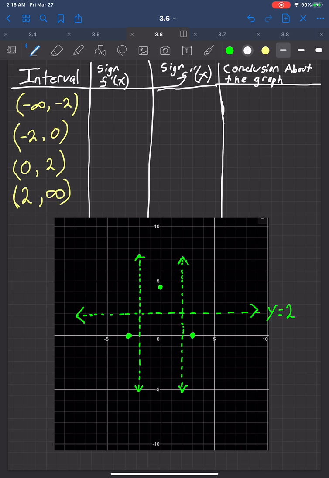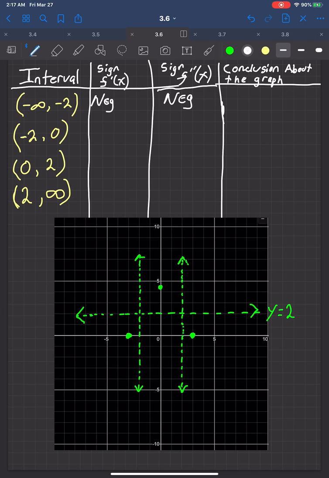So we're going to plug into the second derivative and the first derivative. Okay, so if the sign of the first derivative is negative or positive, let me do this right now. I'm going to tell you that if you pick a test point and plug it into your first derivative, you would get a negative value here. And if you plug it into your second derivative, you would get a negative value here.